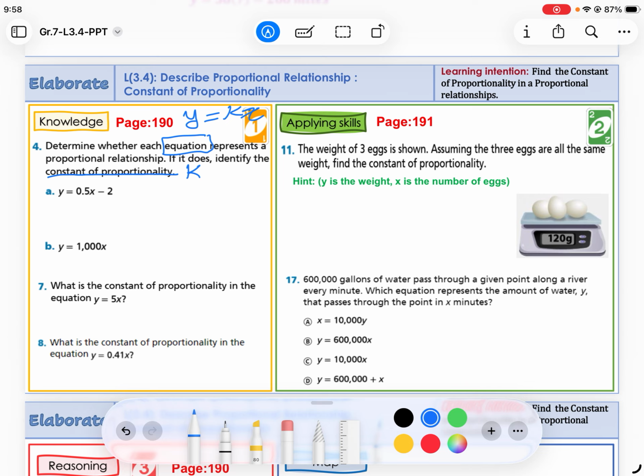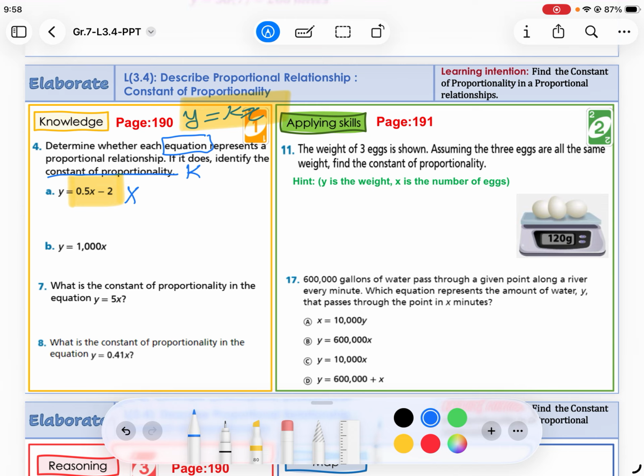So here the first one is part A, y equals half x minus 2. Is it the same as this one? This one does not have minus or plus. So definitely, as you can see, no, it's not. So this one does not match my proportional equation. We cannot take this as a constant of proportionality because it's not a proportional relationship. So we will just write no, it's not.